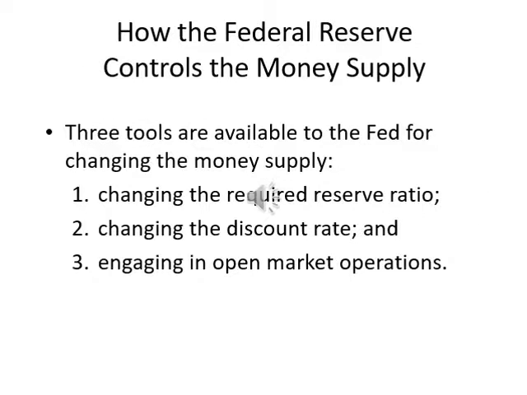How the Federal Reserve controls the money supply. Three tools are available to the Fed for changing the money supply: changing the required reserve ratio, changing the discount rate, and engaging in open market operations.